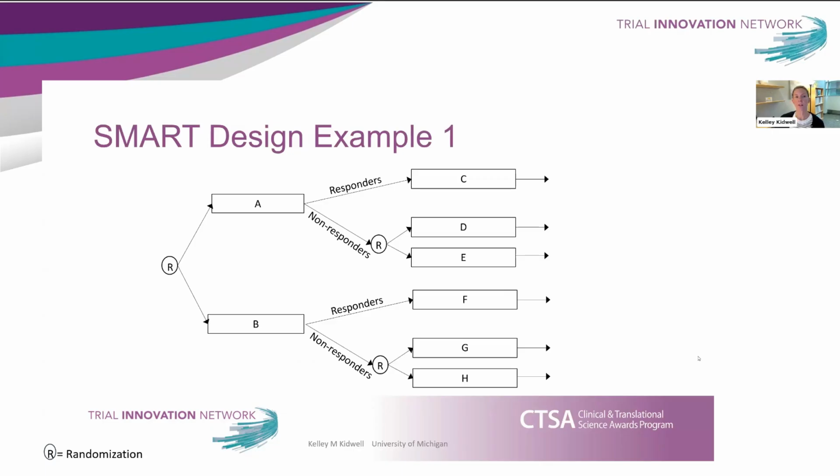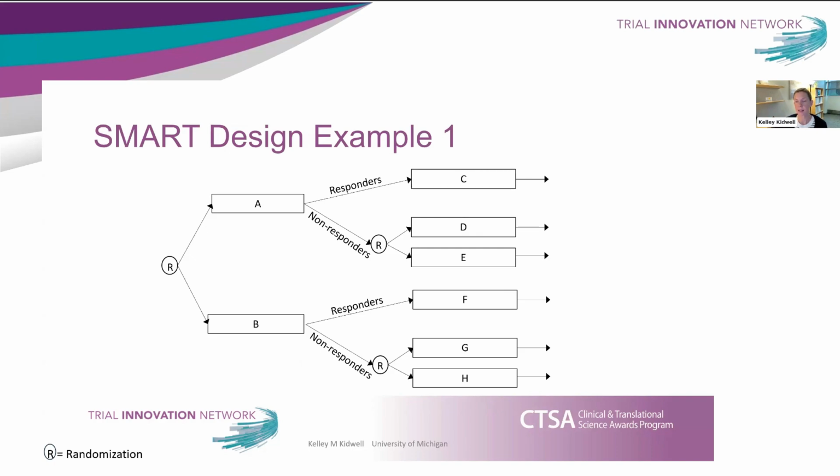So here's an example of a SMART design. This is the most commonly used SMART design, where individuals are initially randomized across two treatments, A versus B. And then over time, or at some point in time, some intermediate outcome is assessed. This I'm calling response here. It might be based on adherence. It might be based on patient-reported or clinician-reported outcomes.